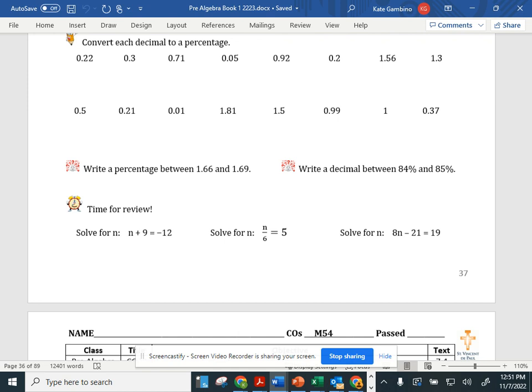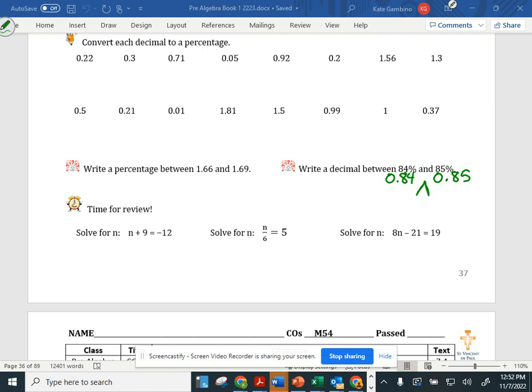Then write a decimal between 84% and 85%. What would my decimal look like for 84%? Kim? 0.84. What's my decimal look like for 85%? Michael? 0.85. So I need to write a decimal that's going to fall in between those two. I'm going to want to go out into the thousandths place to find something that is in between 84 hundredths and 85 hundredths.